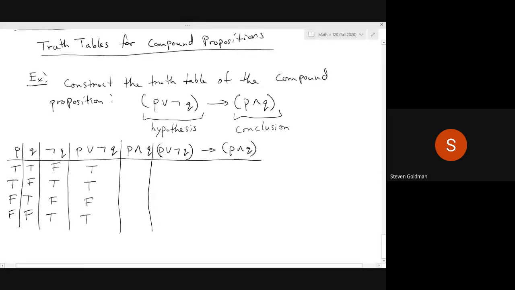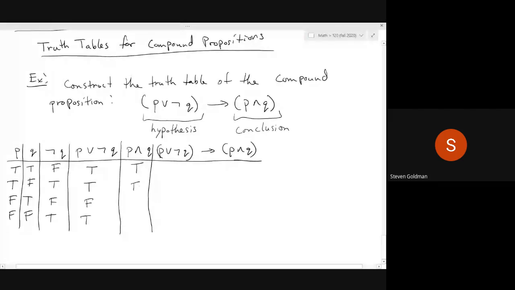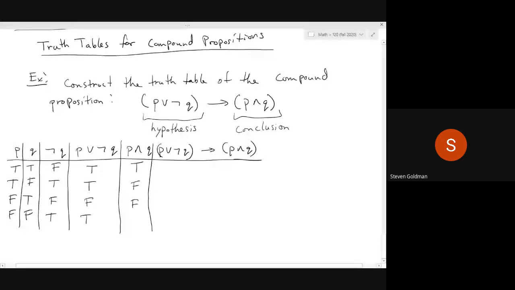We move on to the next, P and Q. Okay. Conjunction, it's only true when both are true. So first row, true, true, true, true, false, false. False, false, false, false. Sorry. True, false. False, false, true, false, false, false, false. Okay.